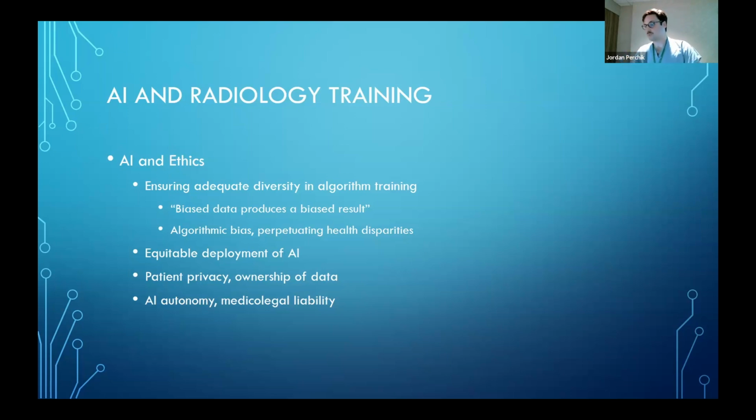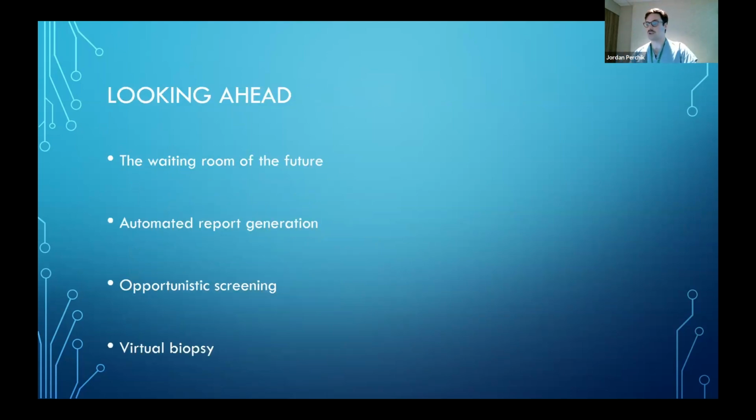We want to ensure patient privacy, where there are considerations for ownership of data when we're talking about training data for AI. And then there are, of course, concerns and discussions about AI autonomy and medical legal liability for more autonomously functioning AI applications.